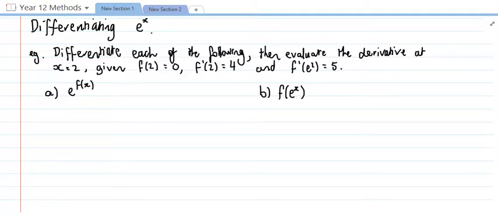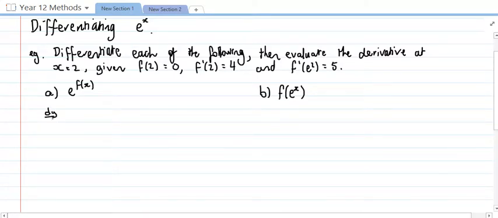Now, to do a question like this, it's much more general than some of the other ones that we have worked with, but first things first, I'm going to differentiate this. So I can just say that dy dx is equal to, and remember that with the exponential function we take the derivative of the power and we put it at the front, so it's going to be f dash x e to the power of f of x.